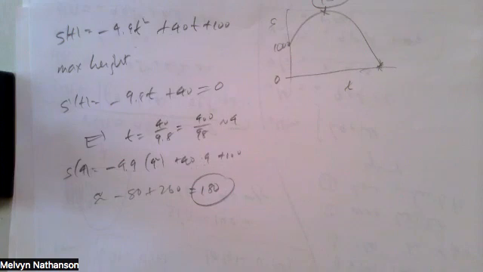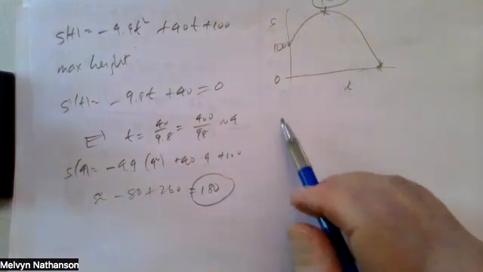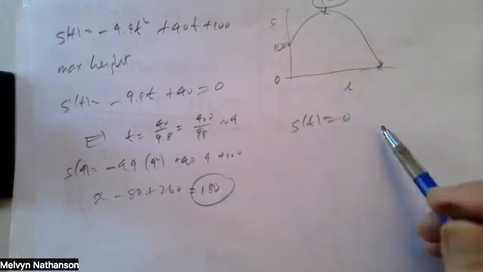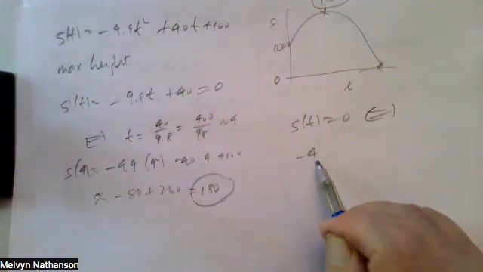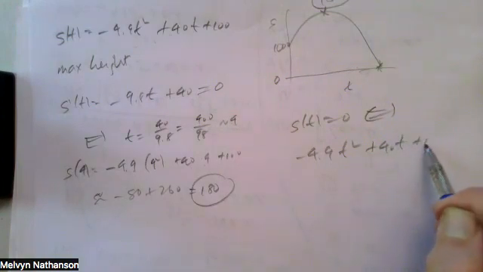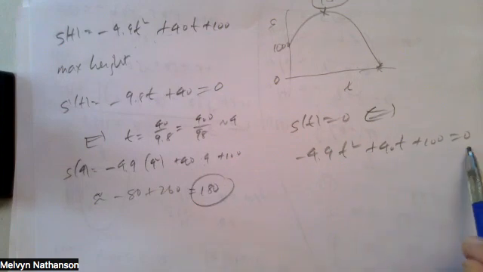That's the maximum height. And when does it hit the ground? When the height is 0. So s of t equals 0. What does that mean? Well, s of t was this quadratic, minus 4.9t squared plus 40t plus 100 equals 0. The height is 0 for what value of t? You have to solve this quadratic equation.